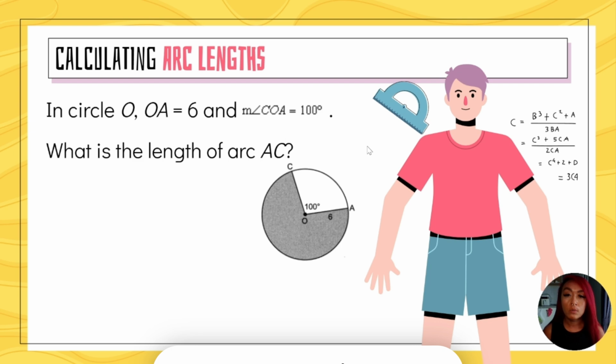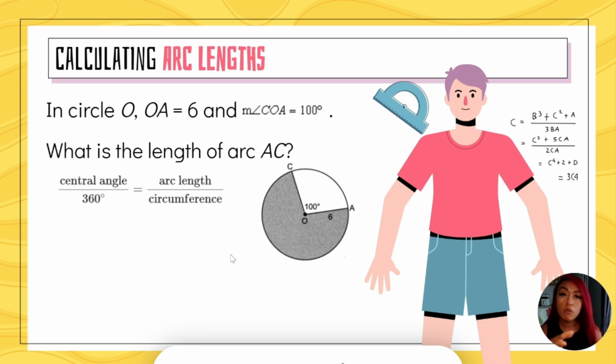In circle O, OA is equal to 6, and the measure of angle COA equals 100 degrees. What is the length of the arc AC? So they give us a central angle, and they give us the radius, which is 6. They want us to find this arc here, AC. So we're going to use our formula and substitute in.